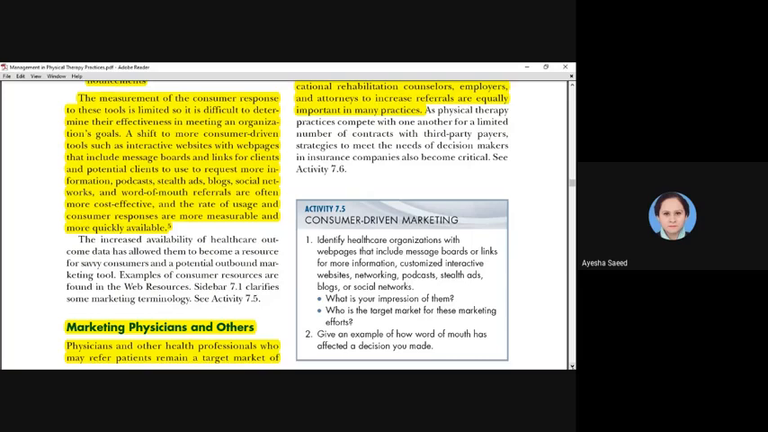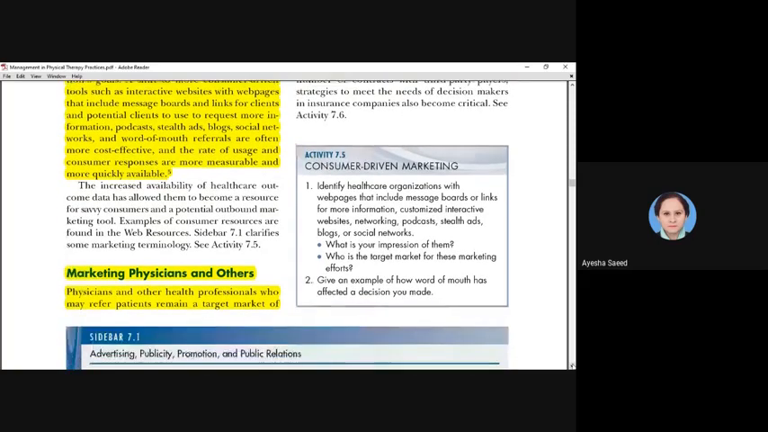A shift to more consumer-driven tools such as interactive websites with web pages that include message boards and links for clients and potential clients to use to request more information, blogs, social networks, and word of mouth referrals are often more cost effective, and the rate of usage and consumer response are more measurable and more quickly available. The use of social media and websites is more helpful in marketing.